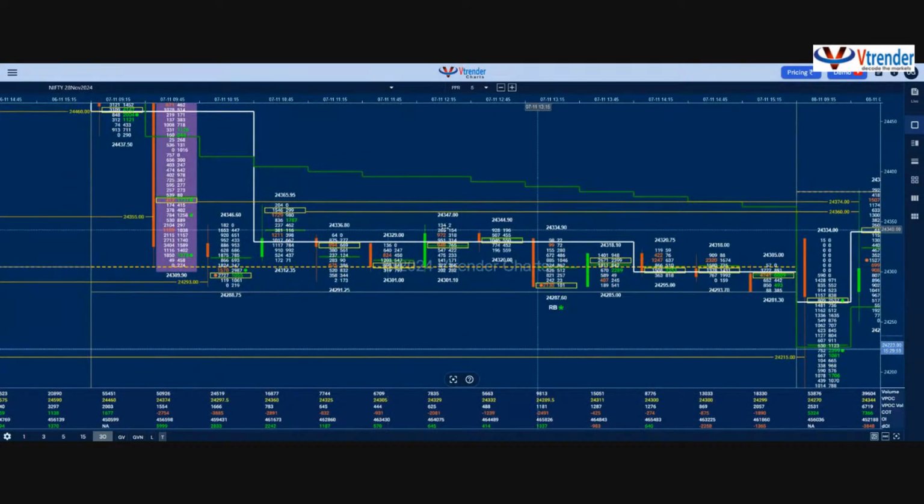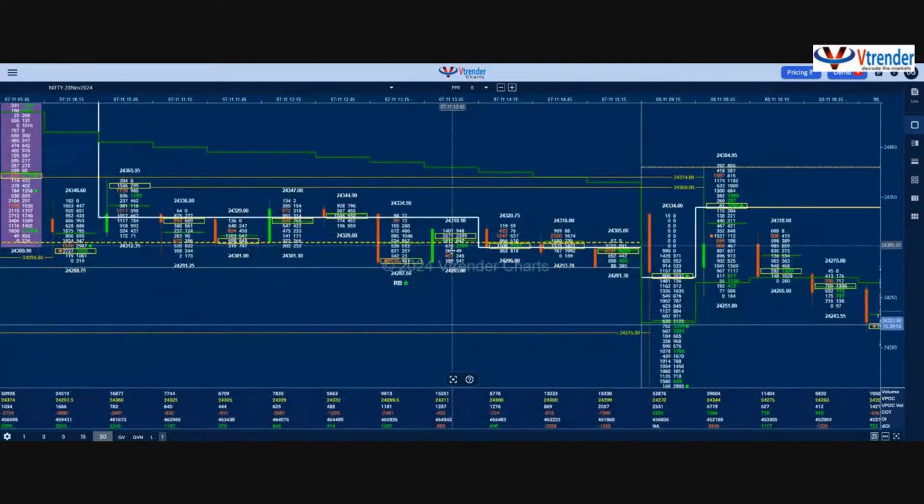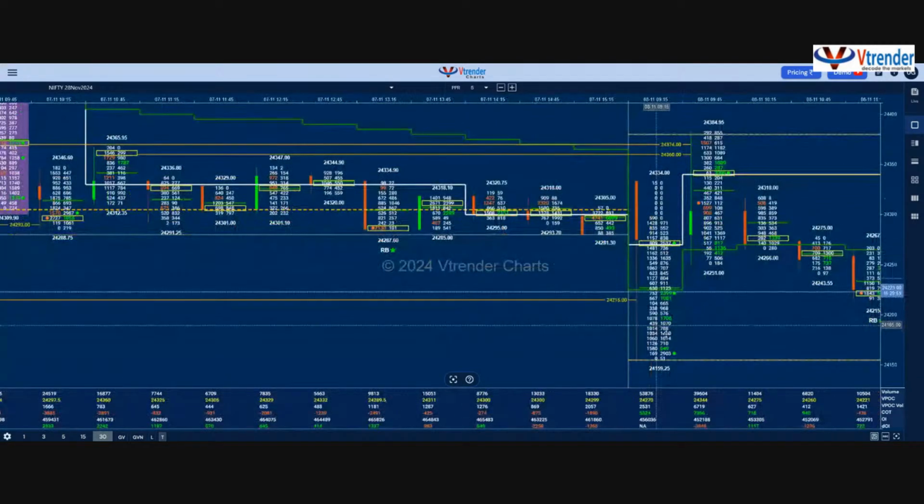We remained below VWAP all day. And you can see the next day we did make new lows of 24159, where we saw demand coming back. How do we know that the demand is coming back? We got an RB bar on the 30 minutes, and you can see the COT is good green, 5324 green.